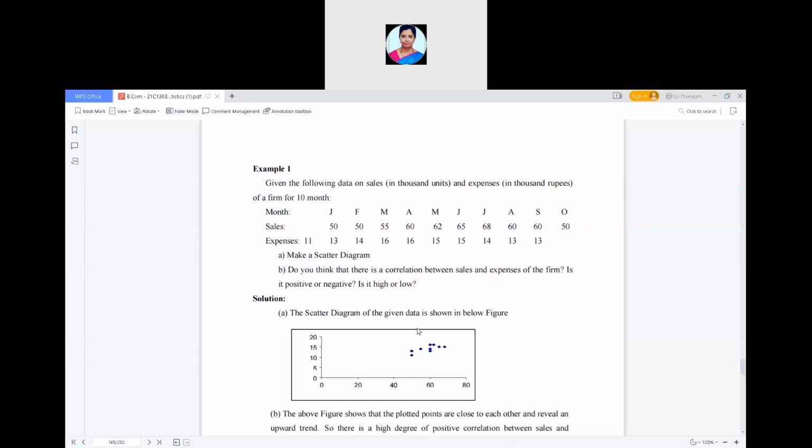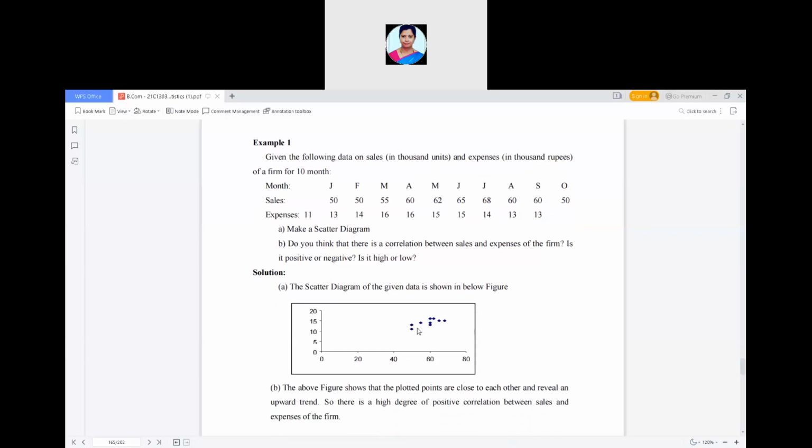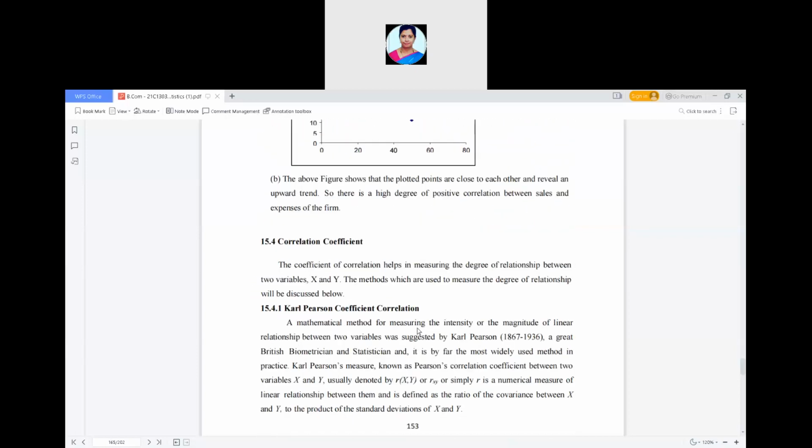So the scatter diagram is drawn. In the month of January, the sale is 50. According to the X and Y coordinates, we have drawn the scatter diagram. Now we are going to classify which type it is coming under. Here in this figure, we can see the plotted points are close to each other and reveal an upward trend. So there is a high degree of positive correlation between sales and expenses.